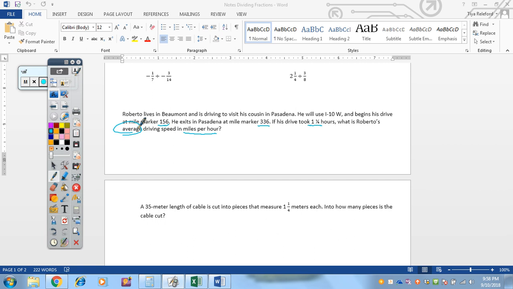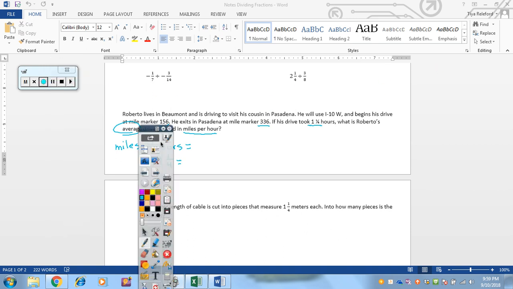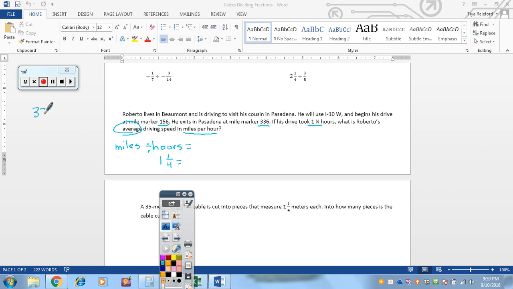First of all, average means divide, right? So we're dividing how many miles he went by how many hours. It took him 1 1/4 hour. But how many miles did it take him? Did he go 156 miles or did he go 336 miles? Right? We're going to have to subtract because he didn't go either one of those. So let's subtract 336 minus 156.